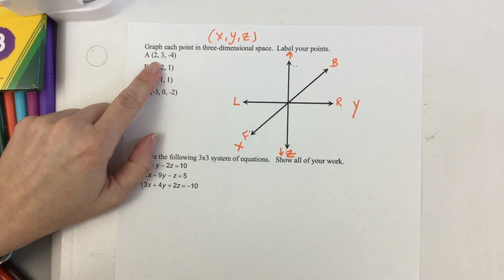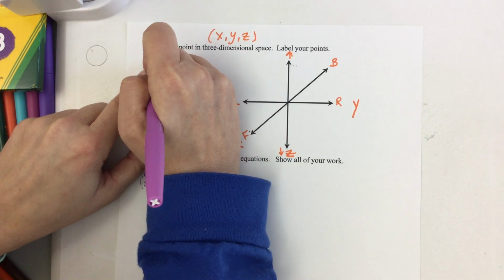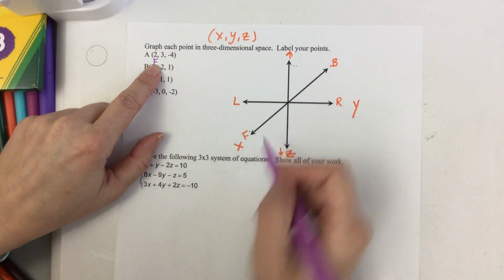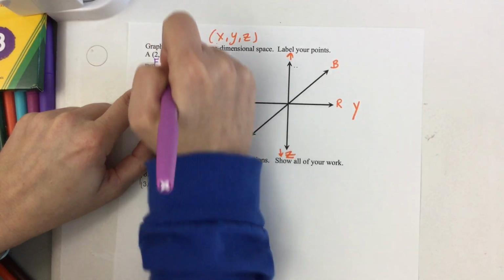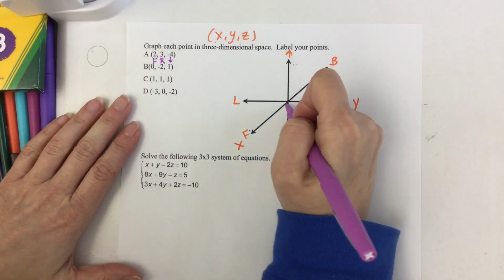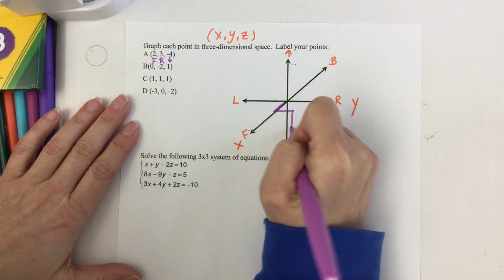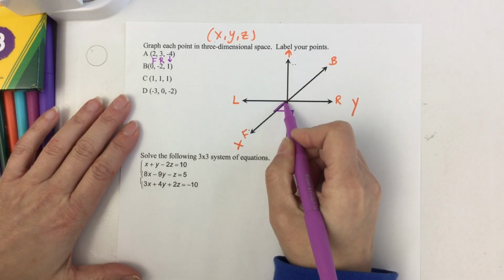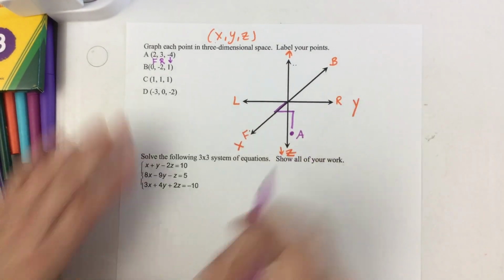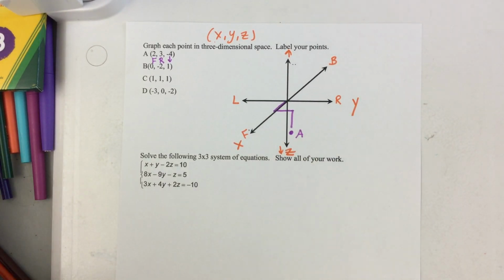So if I am looking at A, the first value is positive, so I'm going to go forwards on the diagonal. Then I'm going to go to the right, and then I'm going to go down. So I go forwards 2 units, cut to the right what I feel is 3, go down 4. The big thing is I can see that you went forward, right, down, label. So that's A.